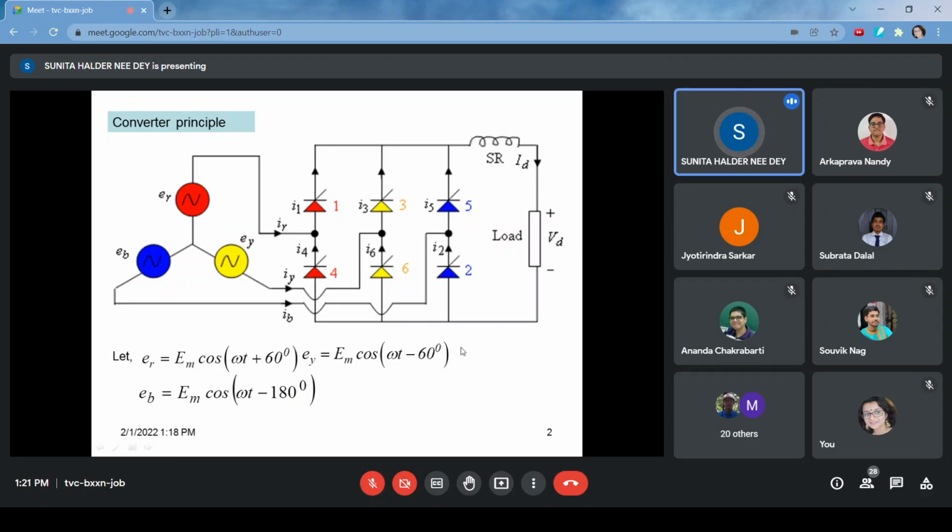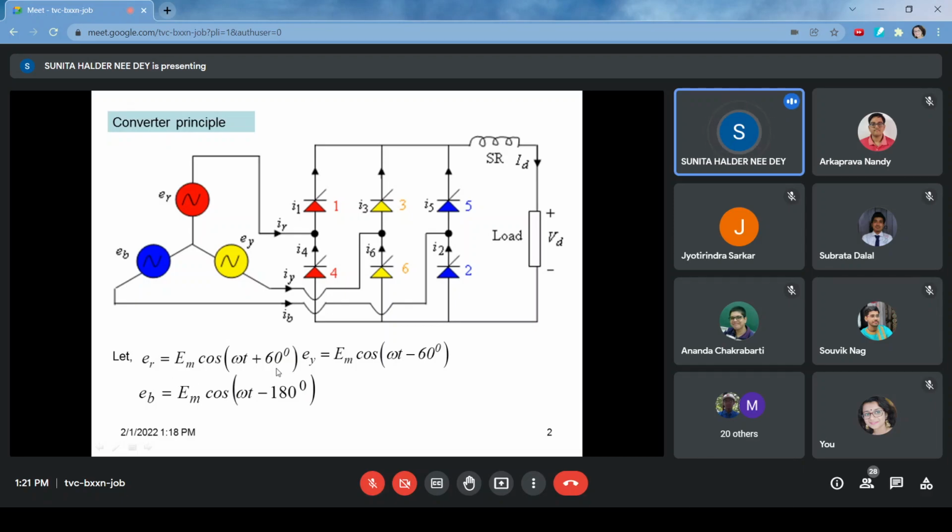They are numbered in such a way that their switching will be in sequence: one, then two, then three, then four, then five, then six. In this way, their pairing will be there. And here I have taken the R phase voltage as Em cos(omega t + 60).